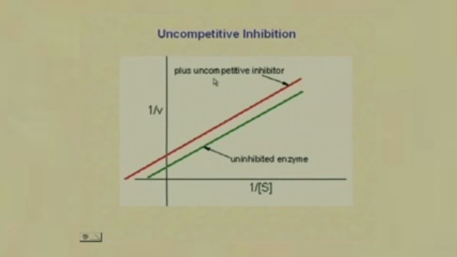What happened for the competitive inhibitor? You had the same Vmax. So you had an intersection on the y-axis. For the non-competitive set, you had an intersection on the x-axis because the Km was the same. In this case, for the uncompetitive inhibition, there is no such intersection at all. You have a parallel line with the uninhibited enzyme.